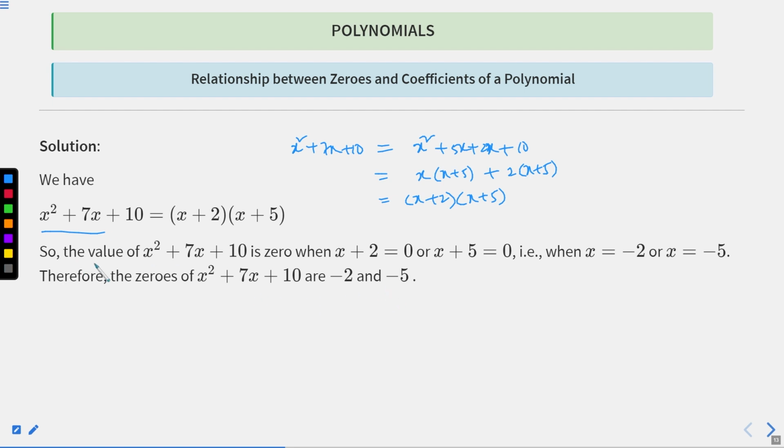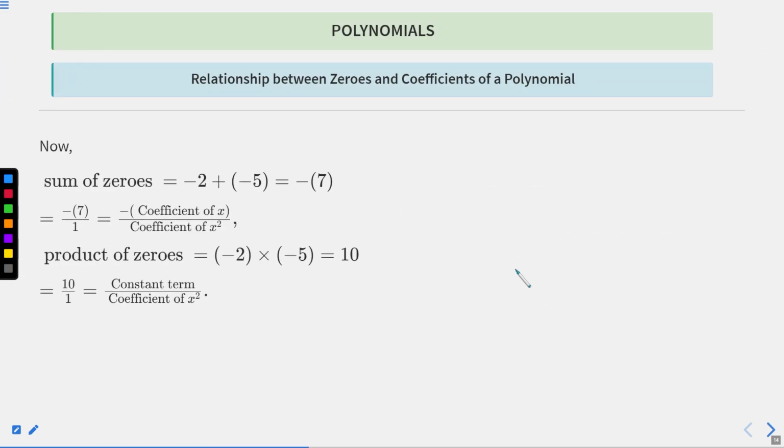So the value of x square plus 7x plus 10 is 0 when x plus 2 is equal to 0 or x plus 5 is equal to 0. That is when x is equal to minus 2 or x is equal to minus 5. Therefore the zeros of x square plus 7x plus 10 are minus 2 and minus 5. Now we have to verify the relationship between zeros and the coefficients of this polynomial.